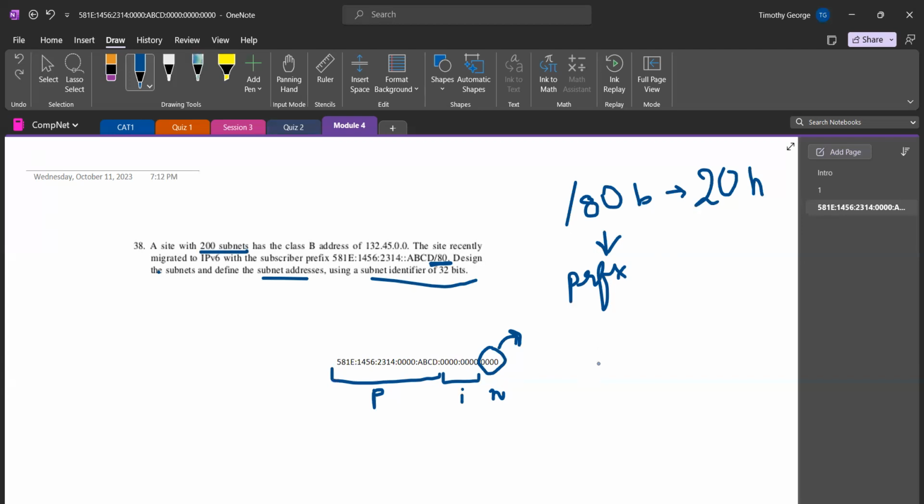It's not 2, it's 4, right? So if we use all these 4 bits... if you're using only 1 bit, it will be 4 raised to 1. If this were binary, you would do 2 raised to 1, but it's not binary, it's hex. 4 raised to 1 is 4, not enough because we need 200. You'll do 4 raised to 2, 4 raised to 3, and finally when you do 4 raised to 4, you'll get 256.